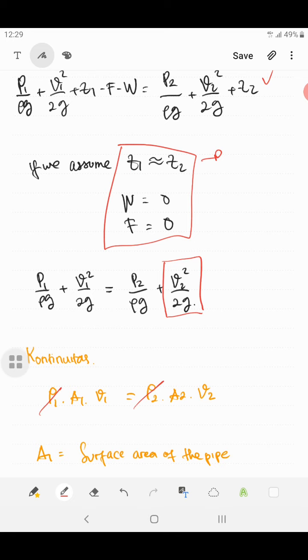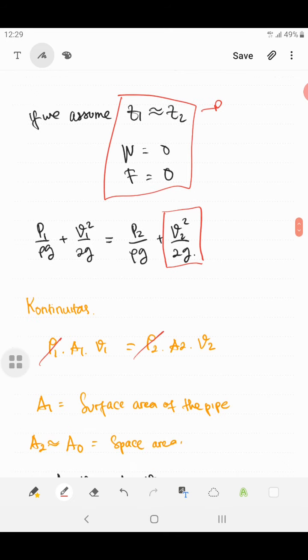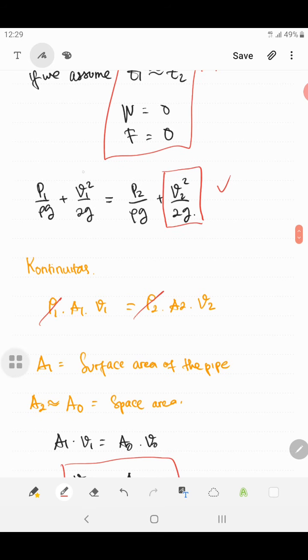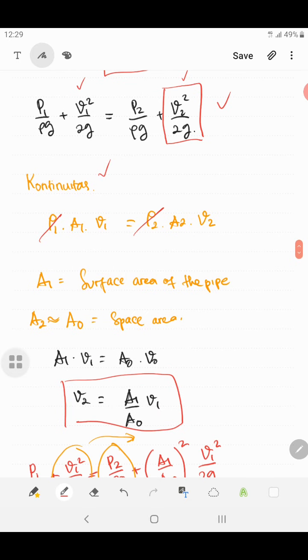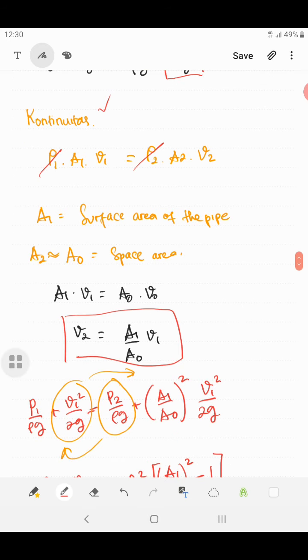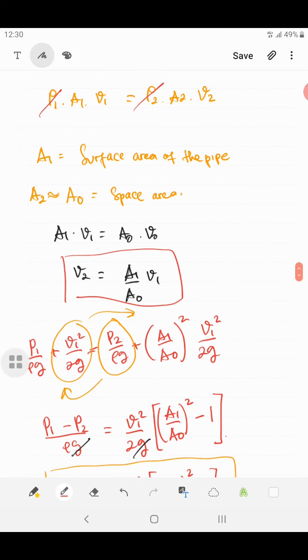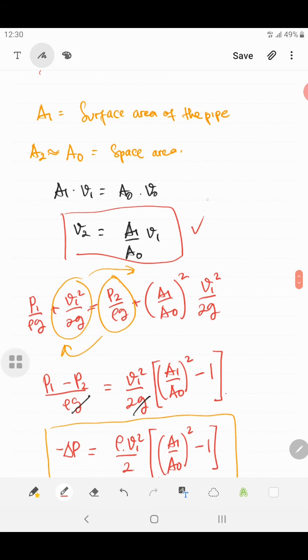Nah, kemudian kita bisa mendapatkan persamaan berikutnya adalah ini. Di sini ada dua variabel kecepatan dan dua-duanya tidak diketahui, satunya bisa kita cari menggunakan persamaan kontinuitas. Dari persamaan kontinuitas bisa diperoleh A1 V1 sama dengan A0 V0, di mana A0 itu adalah area celah. Jadi selisih antara luas permukaan pipa dikurangi luas permukaan metering float, itu adalah A0-nya. Sehingga bisa diperoleh V2 sama dengan A1 per A0 dikalikan dengan V1.